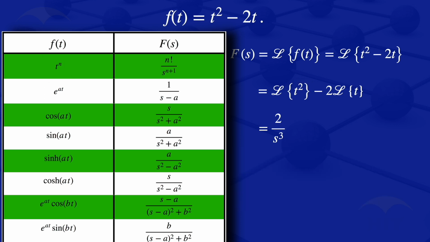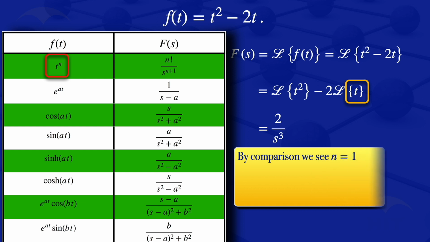Then we go on to the second part, the Laplace transform of t. As before, we look for a function of the form of the highlighted function, and we see that it's of the form t to the power n, but our n is 1. So if n is 1, we go to the column where we have F of s, and the Laplace transform of t is 1 factorial divided by s to the power 1 plus 1. 1 factorial is 1, and s to the power 1 plus 1 is s squared. So the Laplace transform of t gives us 1 divided by s squared.